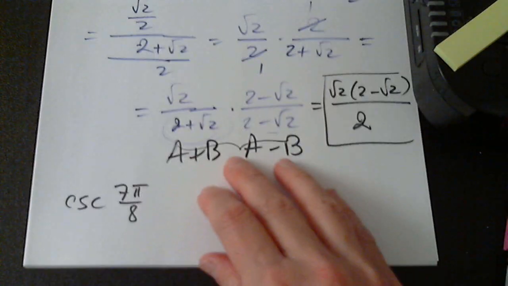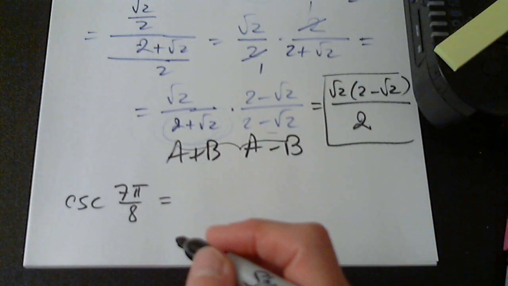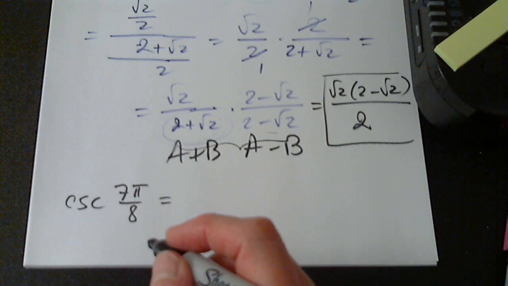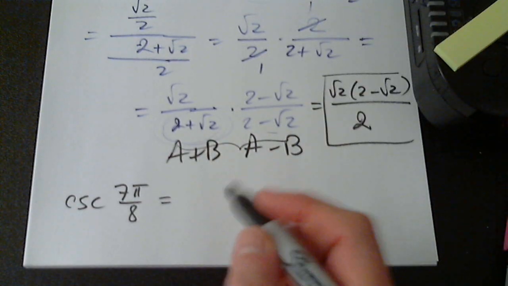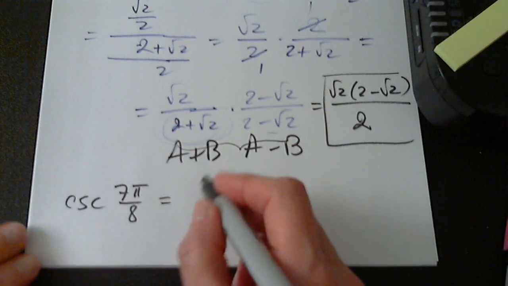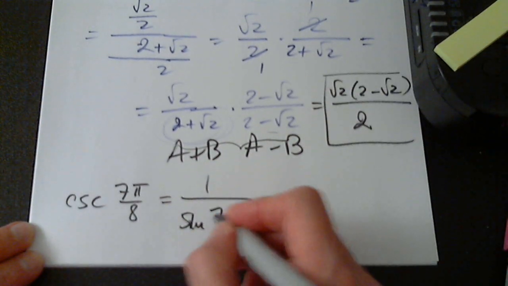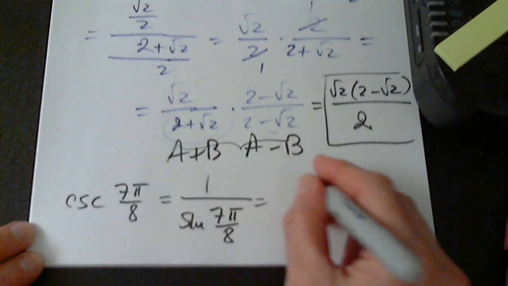Good. Okay. For cosecant, can anyone give us the identity? Cosecant equals what? Because I don't want to work with cosecant, because I have an option that is much easier. 1 over sine. Excellent, very good. 1 over sine 7 pi over 8. I need to determine this, and then I'll come back and put it here.